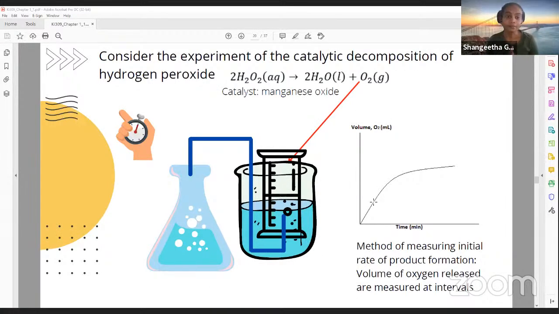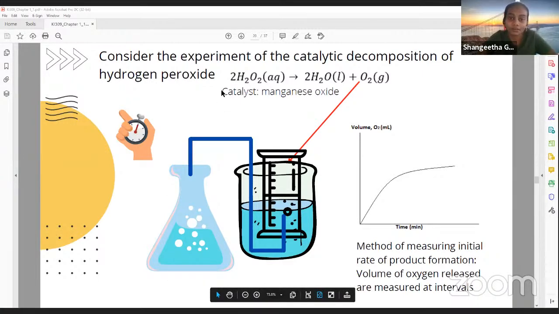Now, that is one example. Another example: consider another experiment, for example, if you want to determine the catalytic decomposition of hydrogen peroxide. So you only have hydrogen peroxide and then you put in your catalyst, manganese oxide. In the presence of manganese oxide, your hydrogen peroxide will start decomposing into water and oxygen. So you can measure the volume of oxygen that is released in the reaction. You can do a setup that looks like this.